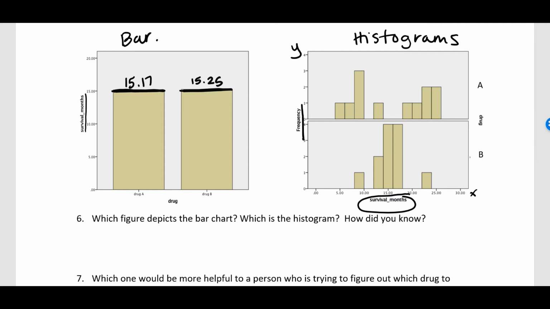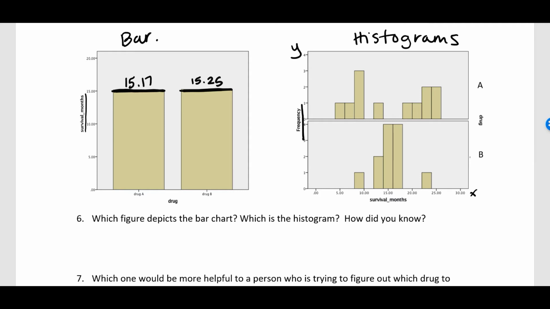When we look at the histograms, we can see that there are differences. So we see more clearly that there's a lot wider range on A, it has lower lows and higher highs than B, whereas we see B is more clumped in the middle, right? So this one is more spread out. This one's more clumped in the middle. So the histograms in this case are giving us a lot more information.